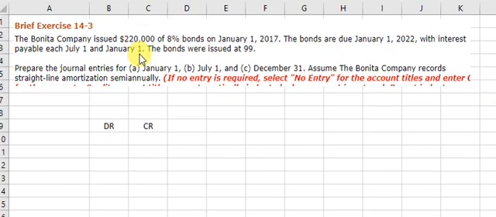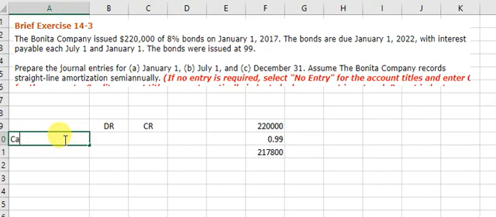So we have to remember that there's actually 10 payments, because we're going to do them twice a year, so half the normal interest rate when we figure out interest and things like that. But the bonds were issued at 99, which means you didn't get the whole 220. You got 220 times 0.99. That means we actually got 217,800. So cash in the door was 217,800.